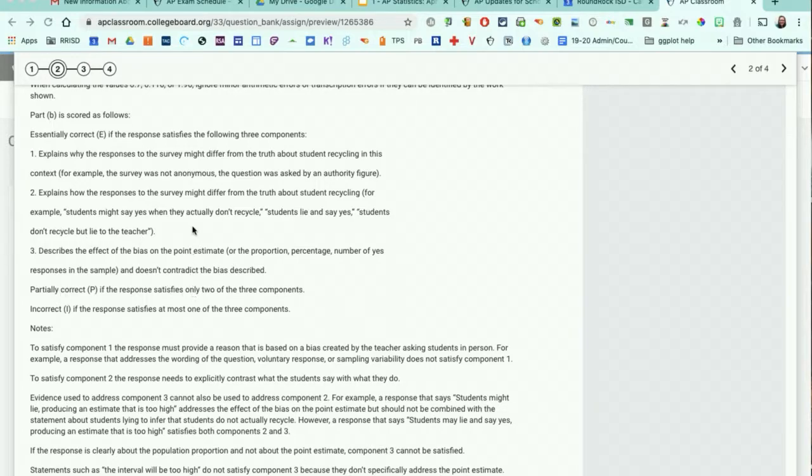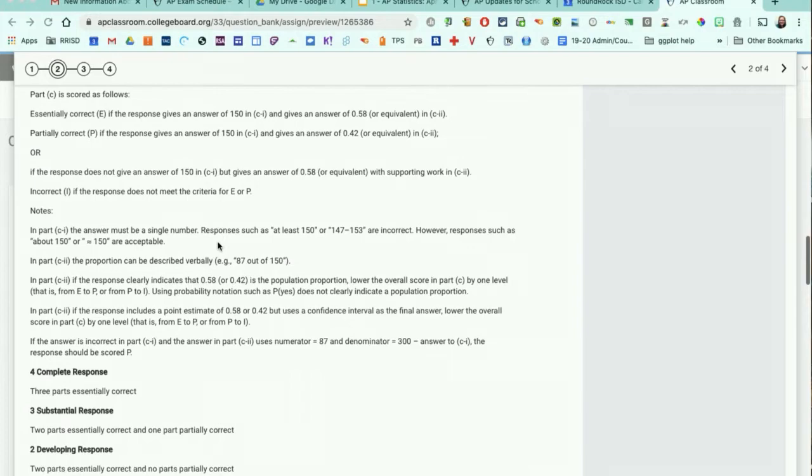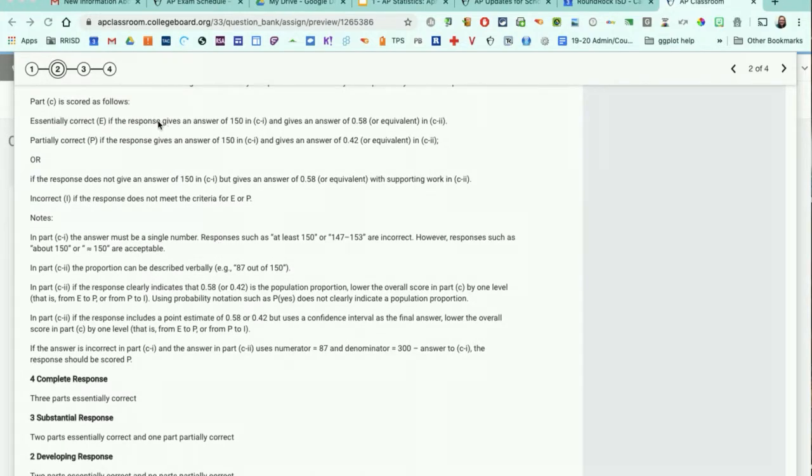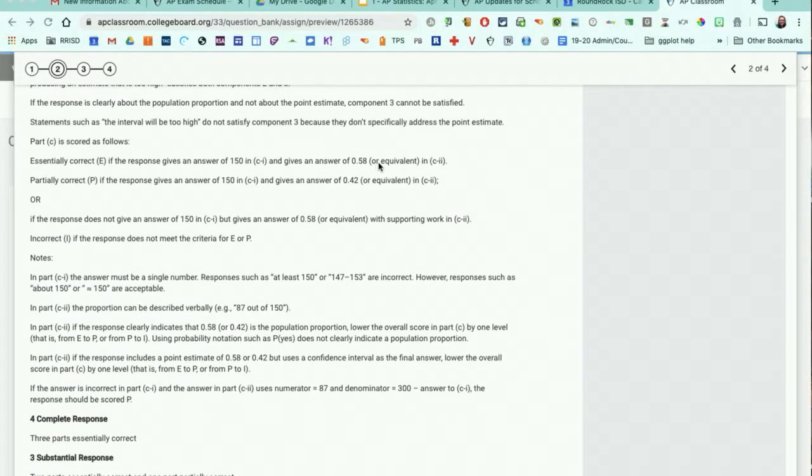Partial correct would be if you only got 2 of those 3 things, and incorrect if you got less than 2. So if you only had 1 or none of those 3 components. And then for part C, it says essentially correct if the response gives an answer of 150, so 50% of the 300, and gives an answer of 0.58 as their final answer.